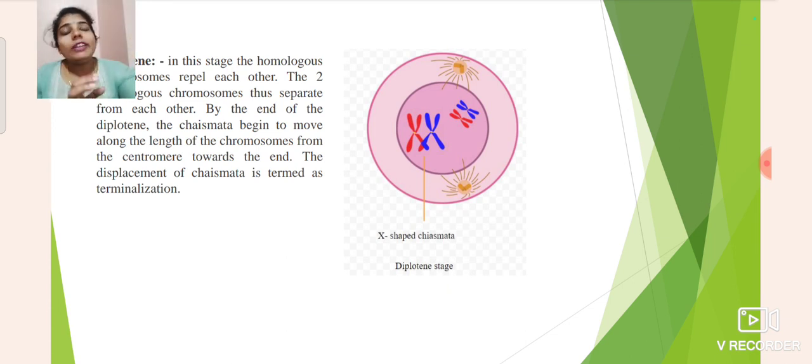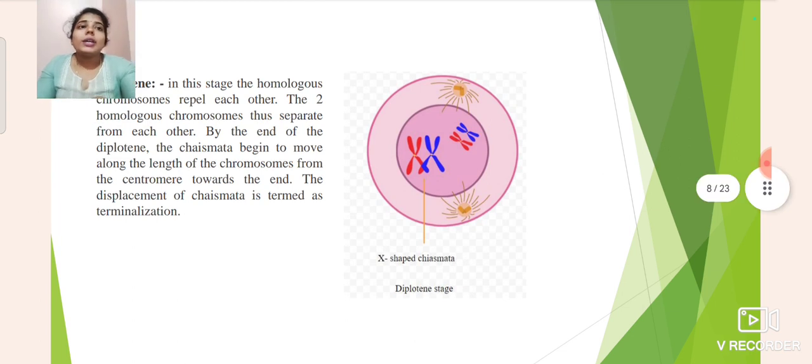So it forms an X shape, Y shape, O or S shape, so it completely differs in shape. The point where crossing over, or the exchange of genetic material, occurs is also called chiasmata.